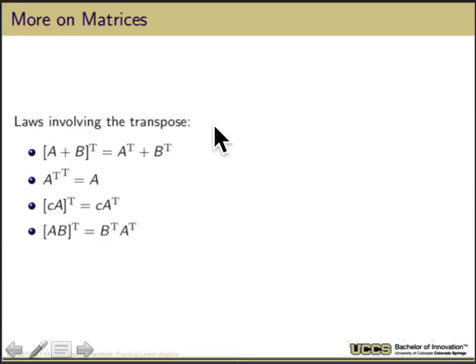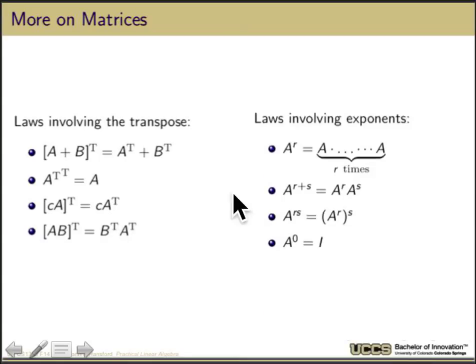Looking at just the transpose, we have some other things. A plus B transpose is equal to A transpose plus B transpose. The transpose of the transpose is the original matrix. Multiplying by a constant doesn't change anything. But when I take the transpose of the product AB, I get B transpose times A transpose. That order swaps. And in terms of exponentiation, if I say A to the R, I really mean A times A, R times. Clearly, to do that, A better be square because I need it to be able to be used in all those multiplications.